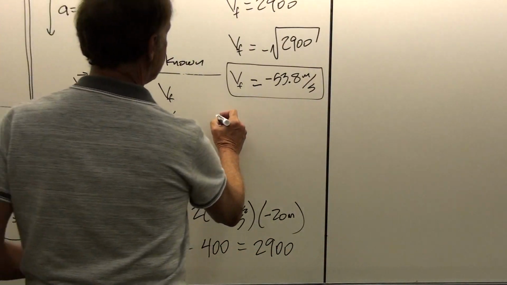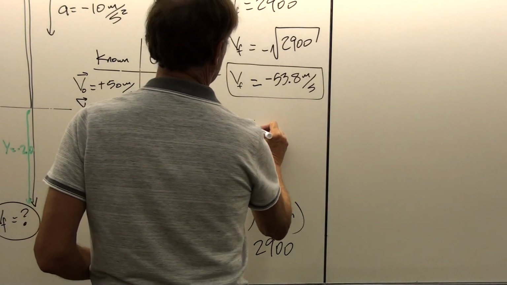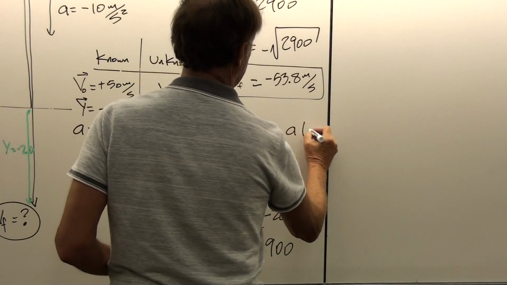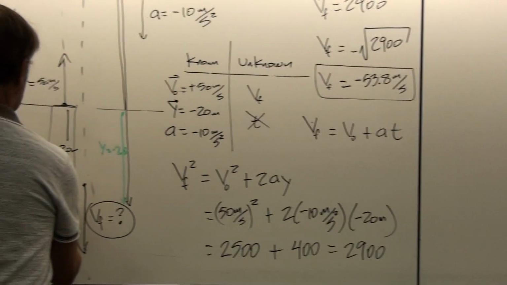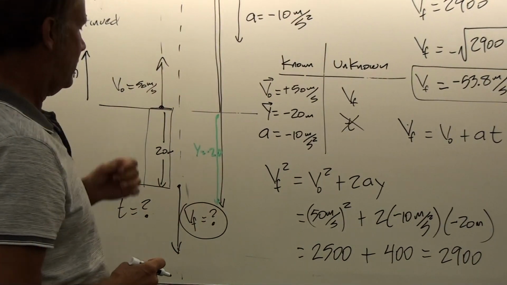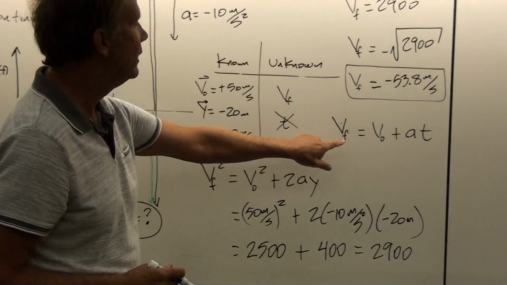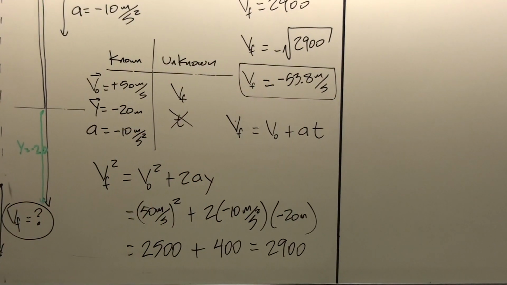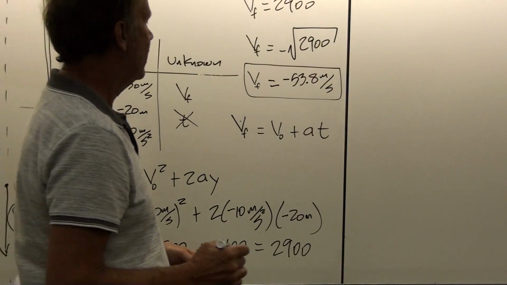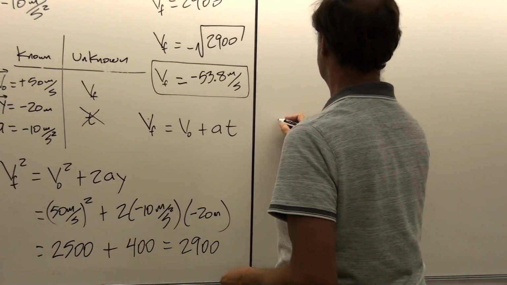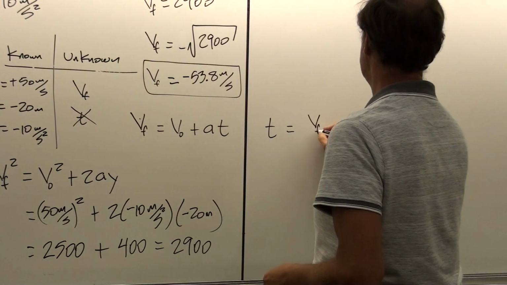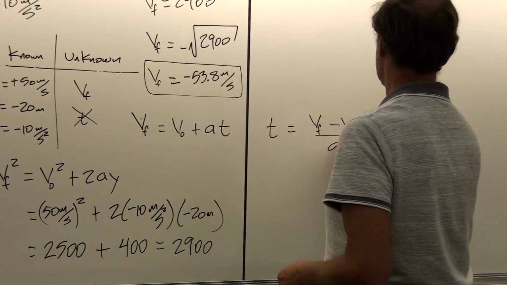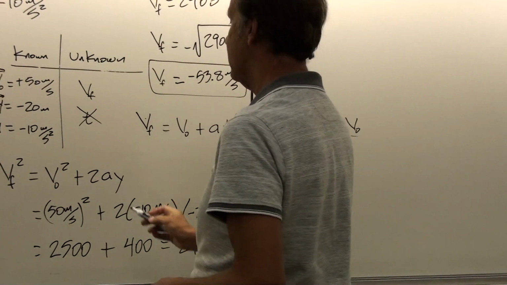Say, for example, the first equation, V final equals V initial plus AT. That one's much simpler algebraically, and I think the way to go in terms of just saving yourself a little bit of trouble with the algebra. And so T then would be V final minus V initial over A. V final we already have.